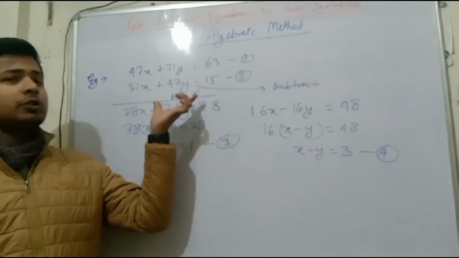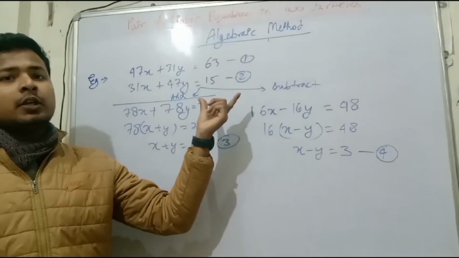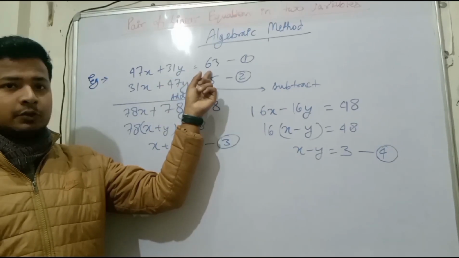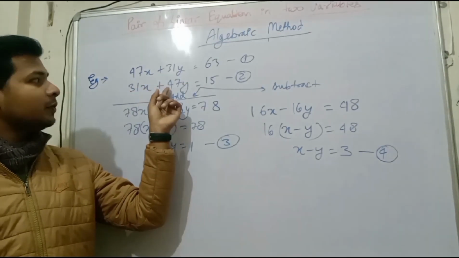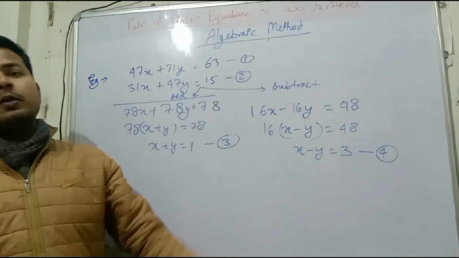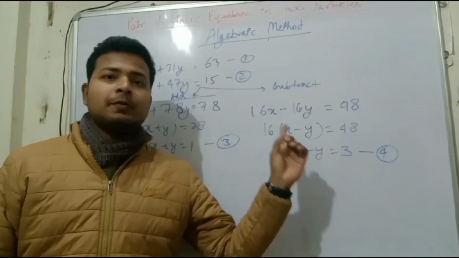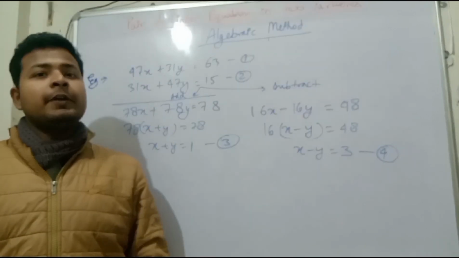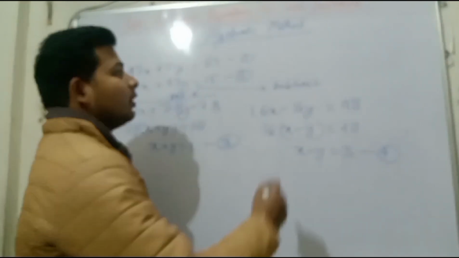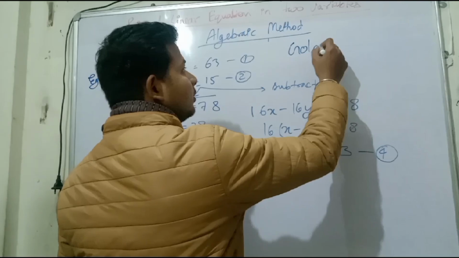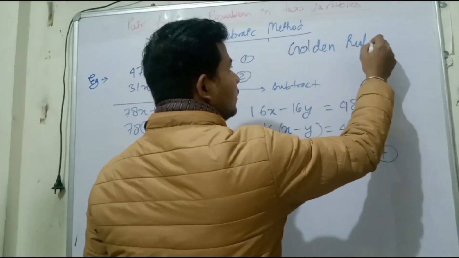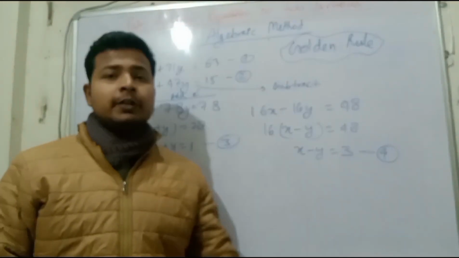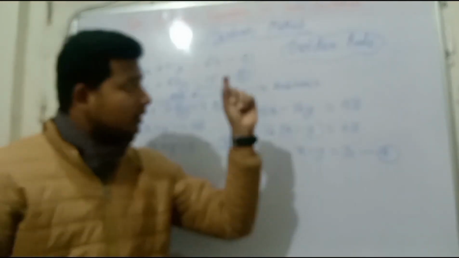Now this is a very important question which is usually asked in board examinations: 47x plus 31y equals 63, 31x plus 47y equals 15. First of all, these types of questions look lengthy, but we can easily solve them by a rule known as the golden rule for solving a pair of linear equations in two variables.